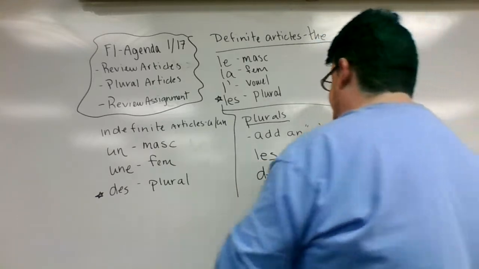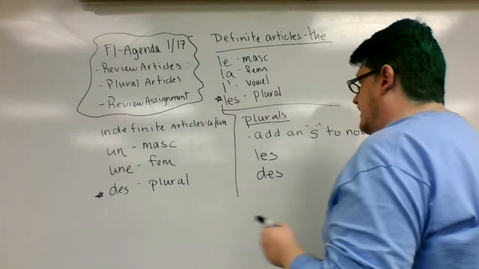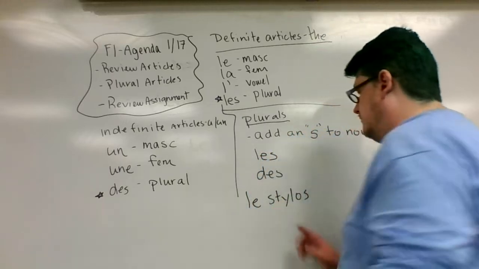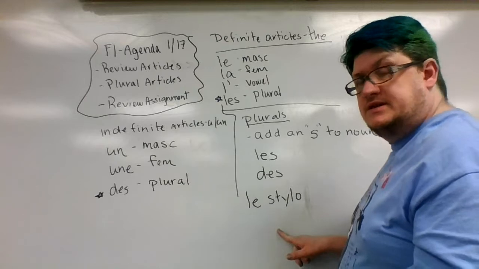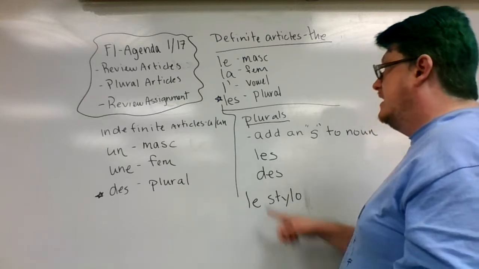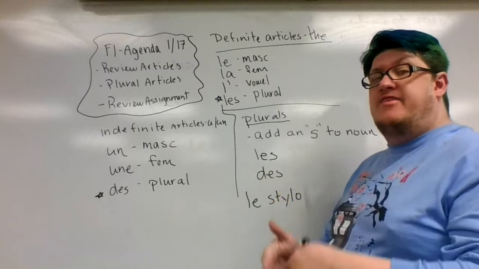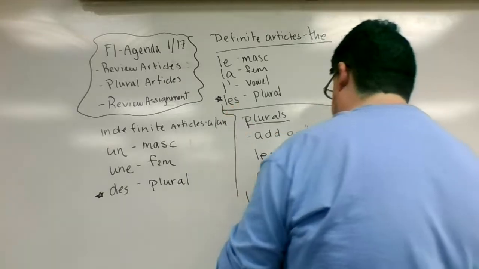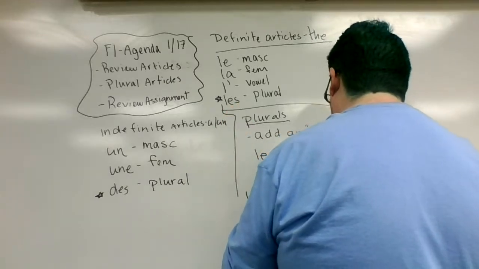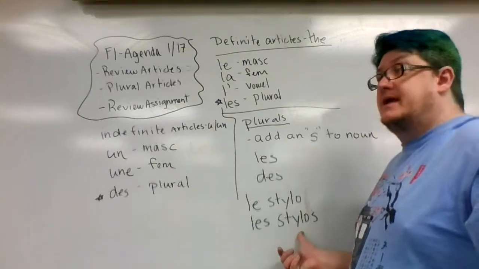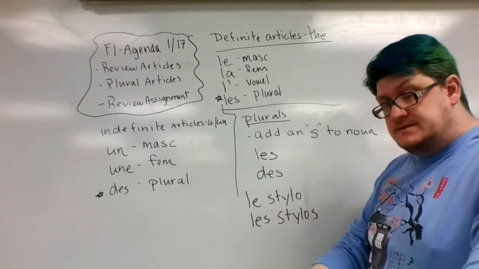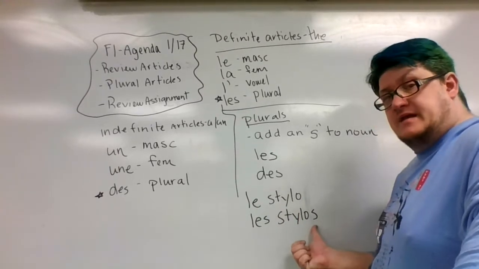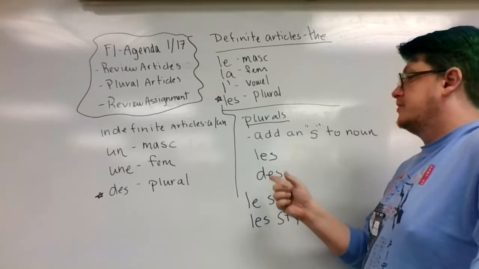So for example, if I wanted to say the pen, it would be le stylo. Just like this, le stylo, masculine, nothing on the end. If I want to put it in plural and say the pens, I'd have to say les stylo, and then add an S, right? Like in English, we say the pen, the pens, same thing in French. The difference being you don't pronounce this S, okay? So you just add an S and use your plural article.